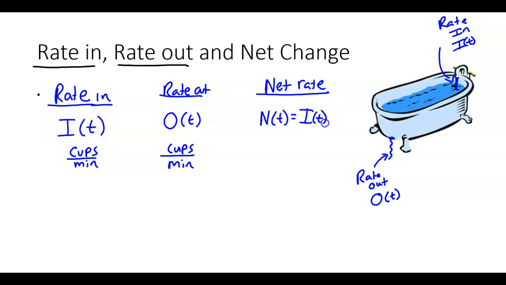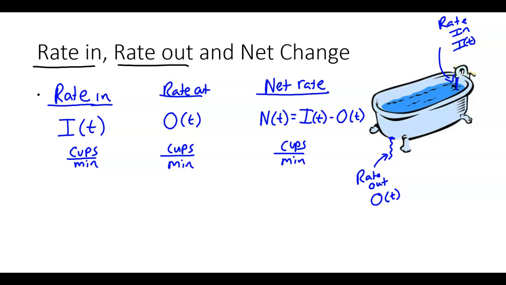The net rate would be how much is going into the tub minus how much is coming out of the tub. If you put those together, then you can find the net rate, also in cups per minute. So let's say water's coming into this bathtub at a rate of 30 cups per minute, and it's coming out of the bathtub at a rate of 20 cups per minute. Overall, would the water level be increasing or decreasing? It would be increasing because the water's coming in at a faster rate than it's leaving. The overall rate of change would be 10, because while we're adding 30 every minute, we're also losing 20 every minute. So altogether, we're getting a net increase of 10 per minute. That would be my net rate. So if you take the rate in and subtract the rate out, you get the net rate.